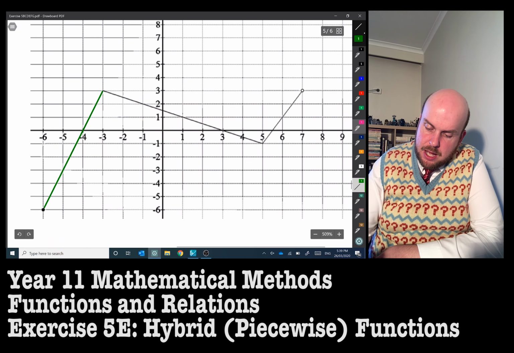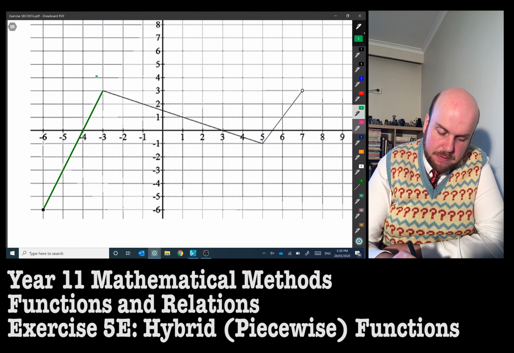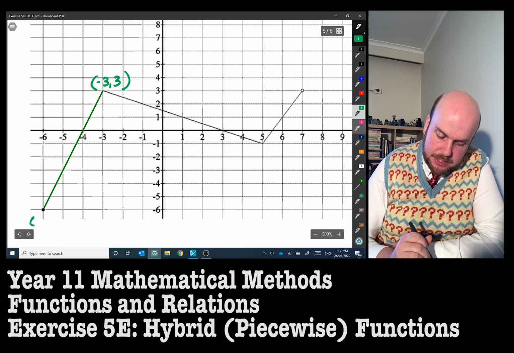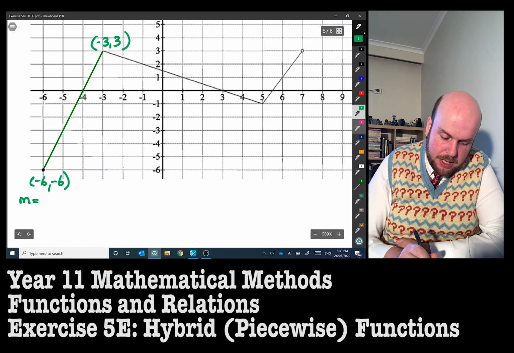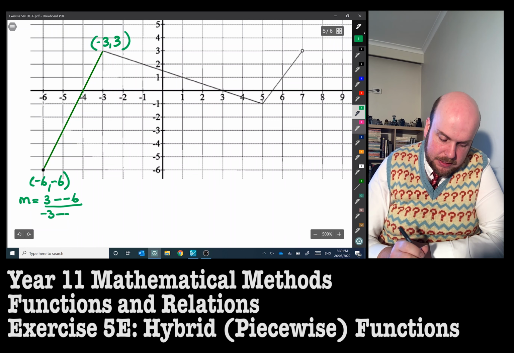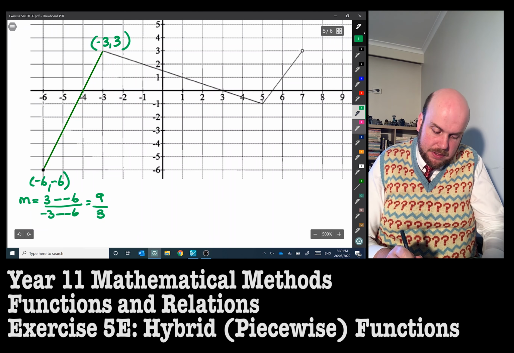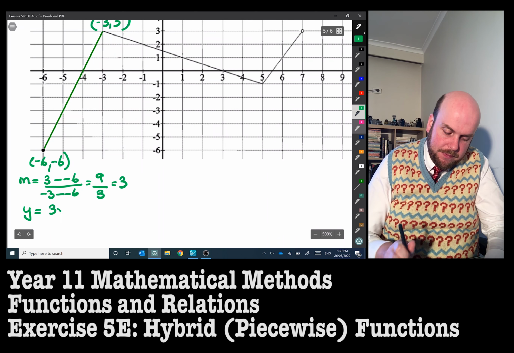But we'll start with this. If it's a straight line, the best way is to find the equation of a straight line. This is at (negative 3, 3). It's at (negative 6, negative 6). So we can find the gradient by going 3 take away negative 6, over negative 3 minus negative 6. So this is equal to 9 divided by 3, which, funny enough, is equal to 3. This becomes y equals 3x plus c.